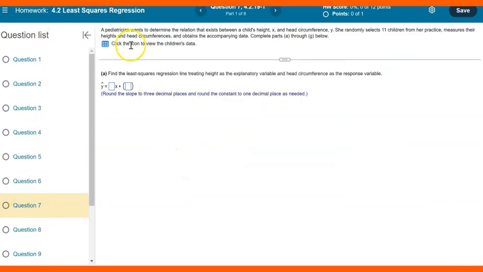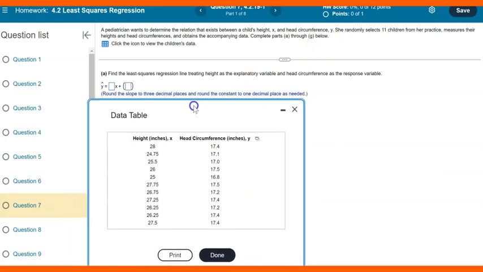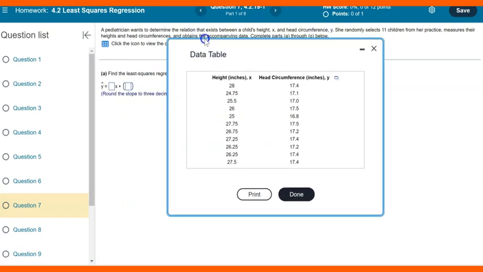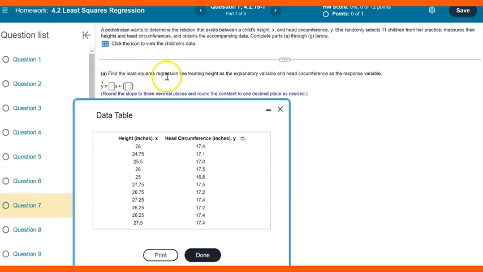Question number 7 from section 4.2. A pediatrician wants to determine the relation that exists between the child height x and the head circumference y. There are 2 variables, child height and head circumference. She randomly selects 11 children from her practice, measures their height and their head circumference, and the data is given here. And you have the different parts from A to Z. I'm going to use this MyLab Math homework, directly put the answer here, and I'll show you how to do this question using the calculator. Let's put the data in the calculator to find the least squares regression line.